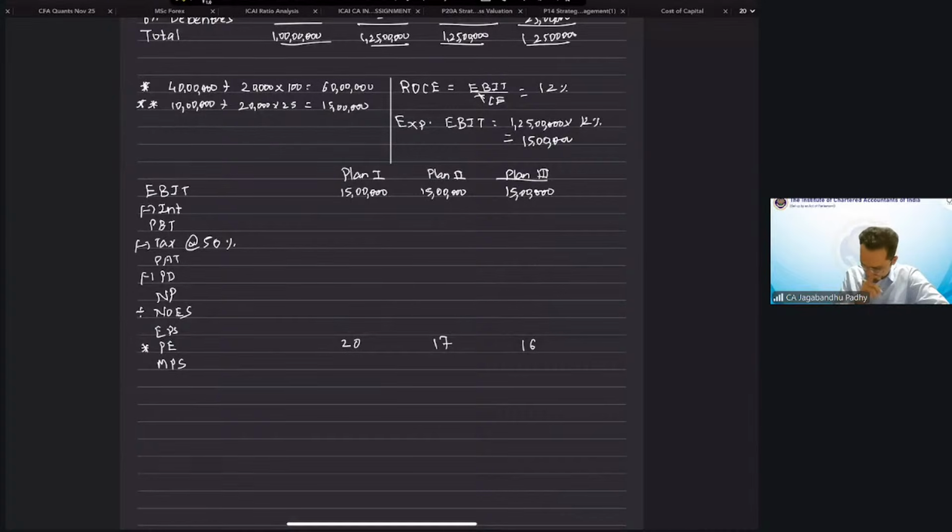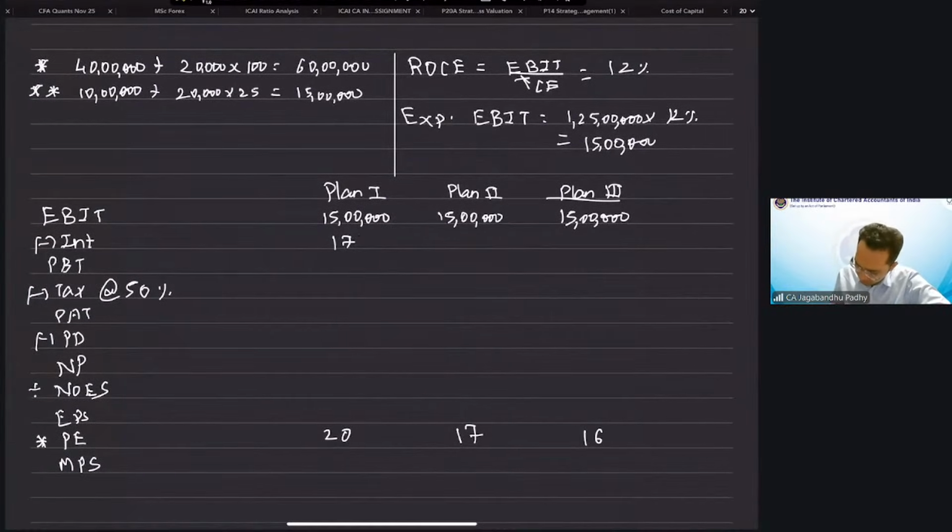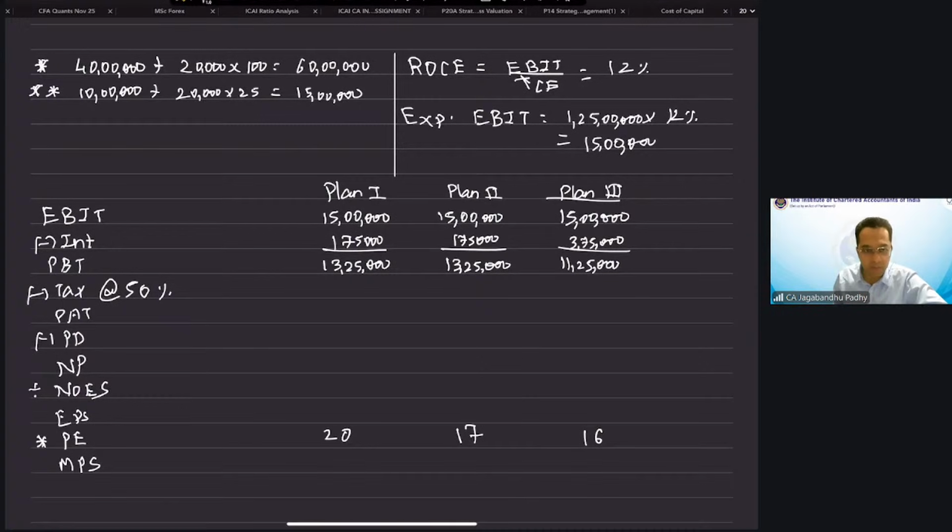So, interest is 1,75,000 in the first two plans, but in plan 3 it is 3,75,000. PBT is 13,25,000, and in plan 2 it is 13,25,000. Plan 3 it is 11,25,000. Tax rate is 50%.